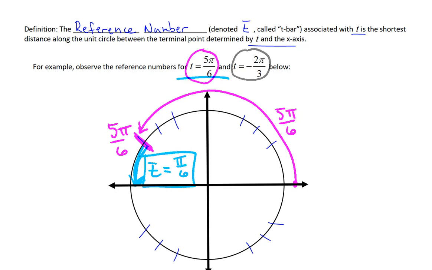Let's take the other value now. So we have t equals negative 2 pi over 3. Now, that's a little new to us. So this negative value that we're seeing in front simply means we're going to go the opposite direction.